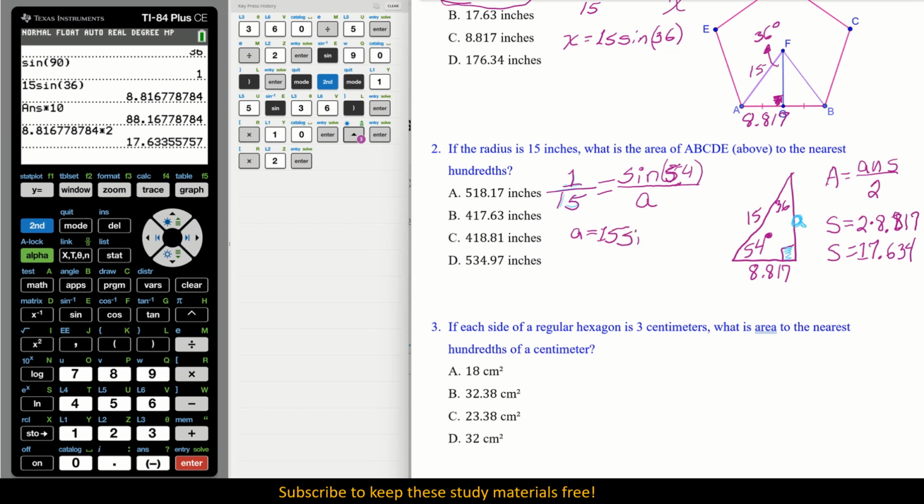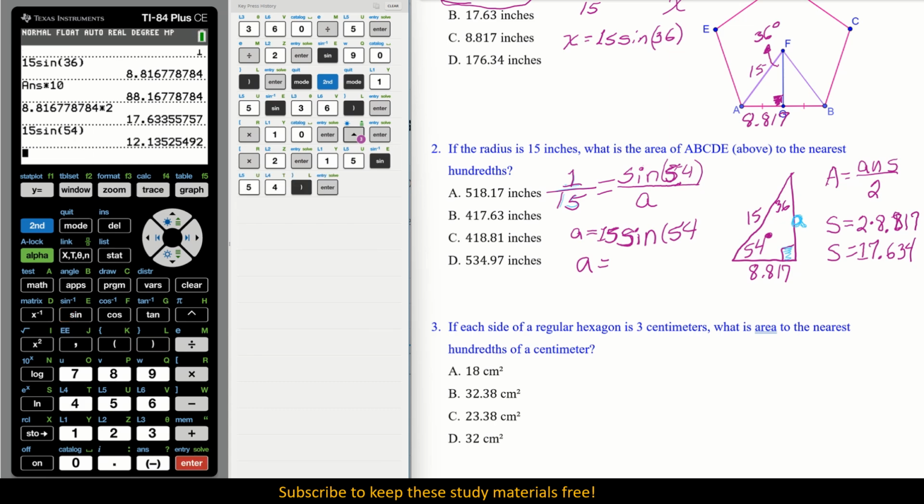15 sine of 54. Oh, it's getting to where we can't read it. Okay, so now let's put that in our calculator and we have the value of A. So 15 sine 54 gives us A. Now we have something to work with. We can put that into our formula for the area that we have in this corner right here, and we're good.